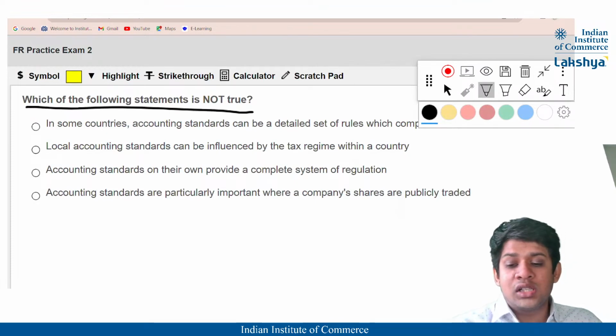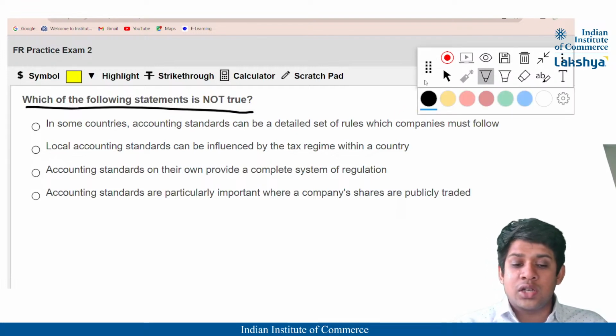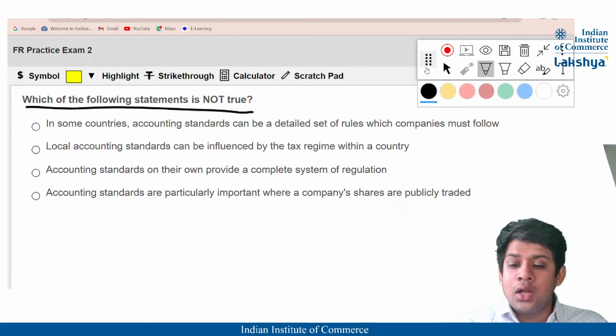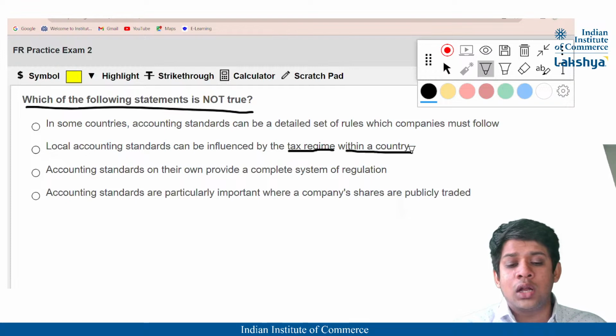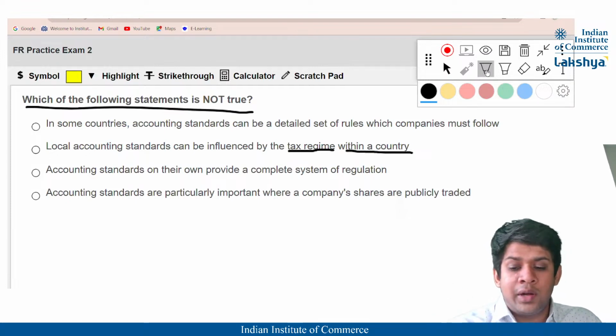So this is true because in some countries, accounting standards are a set of rules that the companies must follow. Right? The next question is, local accounting standards can be influenced by tax regime within a country. That is also true. Correct? Local accounting standards can be influenced by the tax regime, that is, the laws and regulations in that country. According to that, the local accounting standards might be changed or molded a bit.